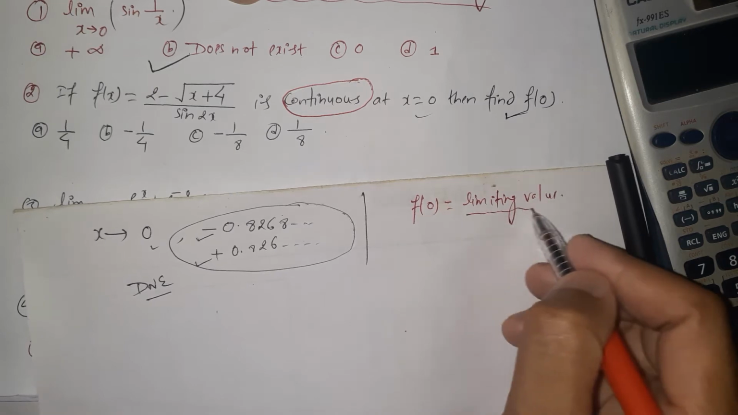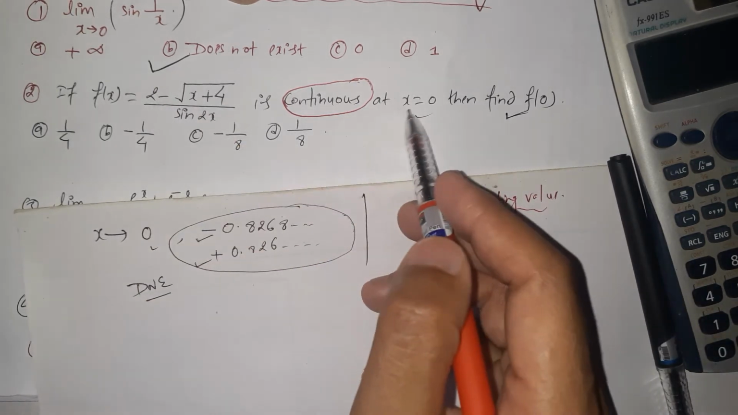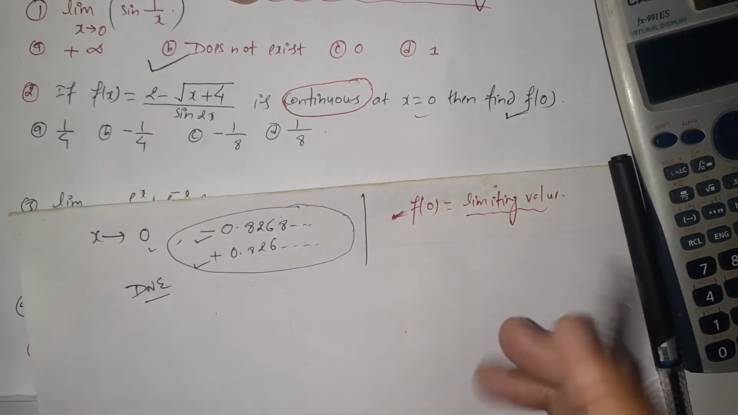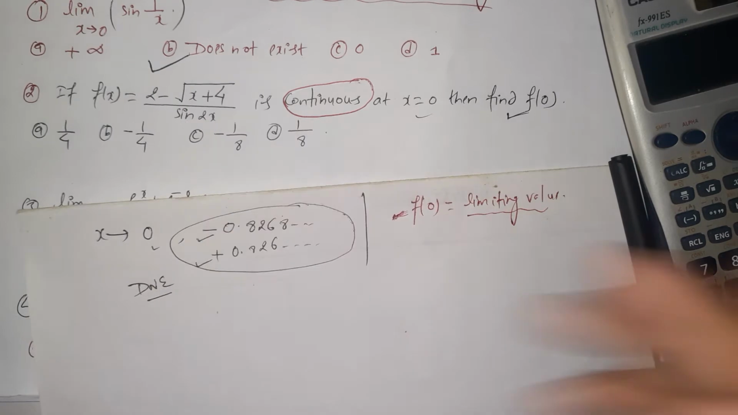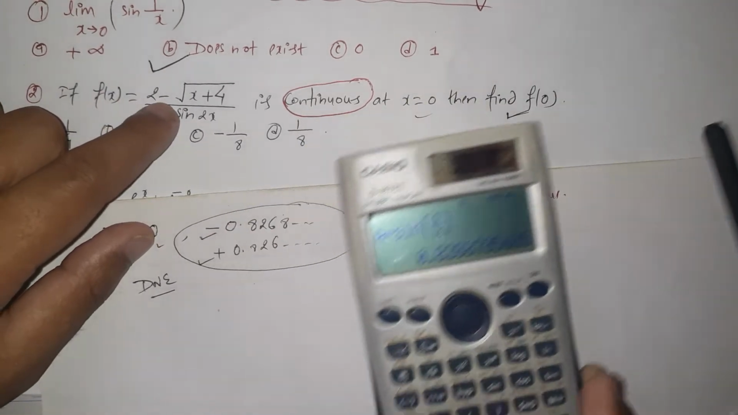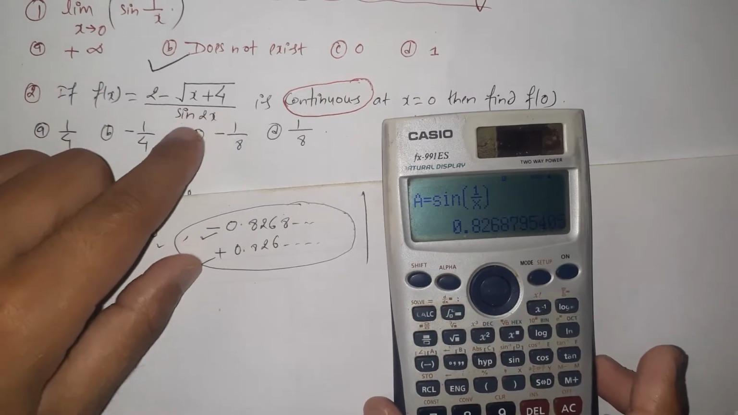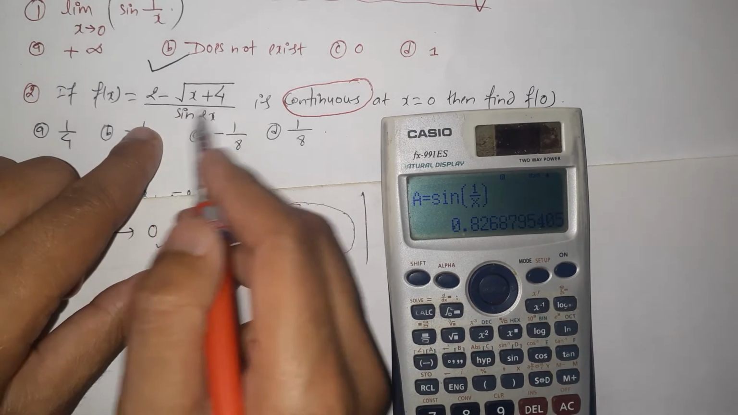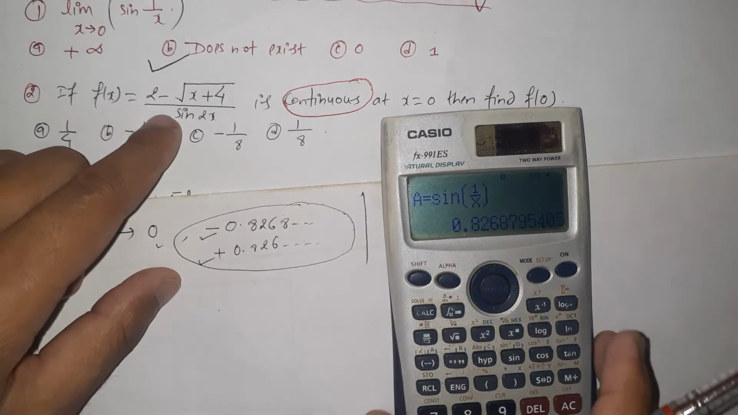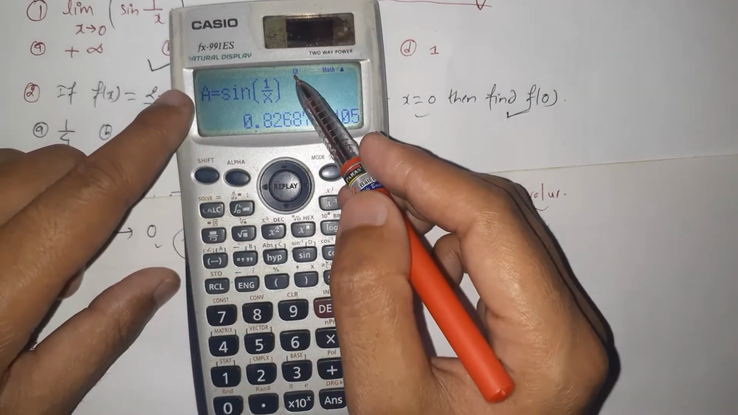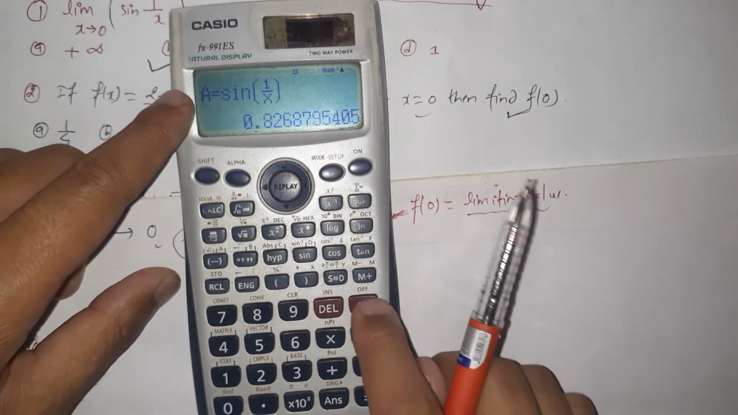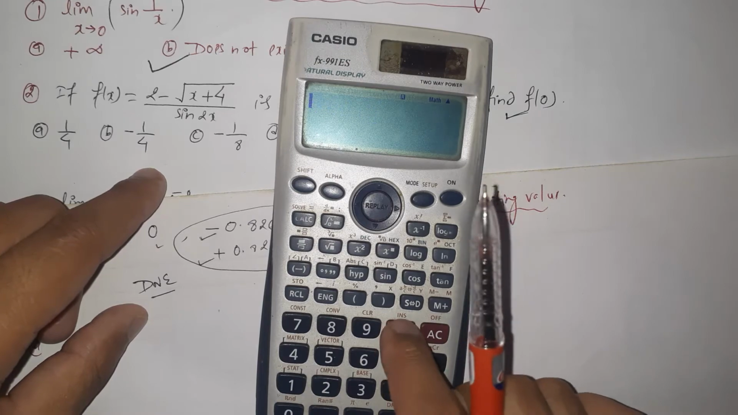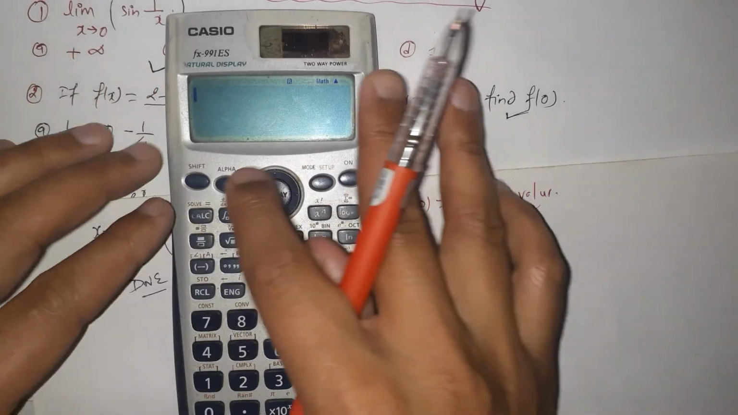Let's calculate the limiting value for this function at x equals 0. Then that will be the functional value because it is continuous at the point. Here there is a sine function in the denominator. It is a trigonometric function, so we have to change the calculator mode into radian. It is already in radian. Let's type the function again from the beginning.